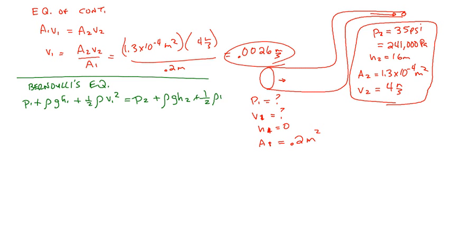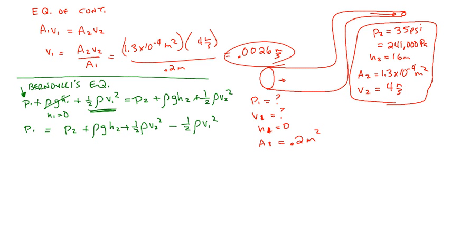But here is Bernoulli's equation. Again, H1 is equal to 0, and it looks like that. I'm interested in pressure 1. How much pressure do I need to push to get all that water up to the top floor? And so we will solve this thing for P1. That's going to be equal to P2 plus rho g h2 plus 1/2 rho v2 squared, and I'm subtracting this term from both sides. So I'll put that right here.